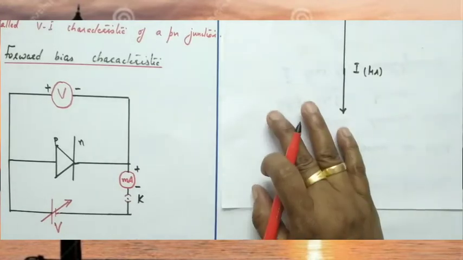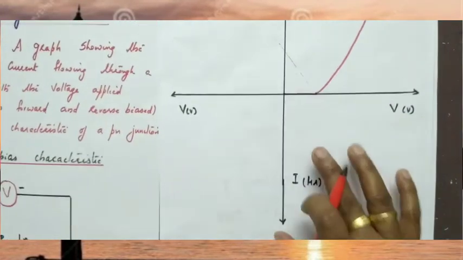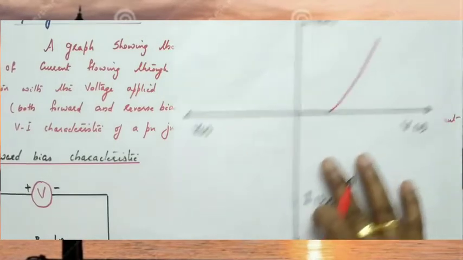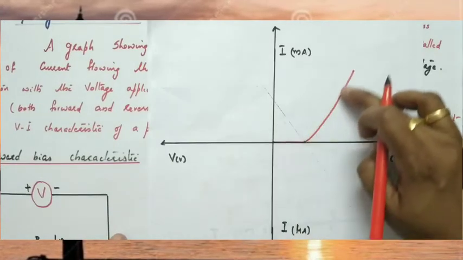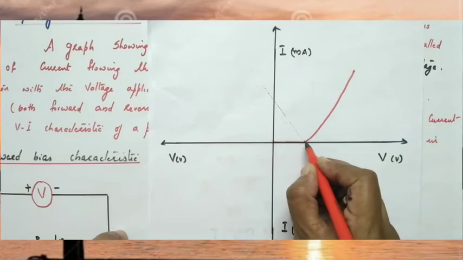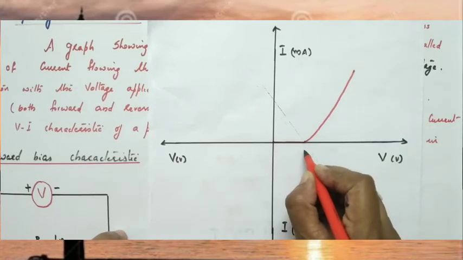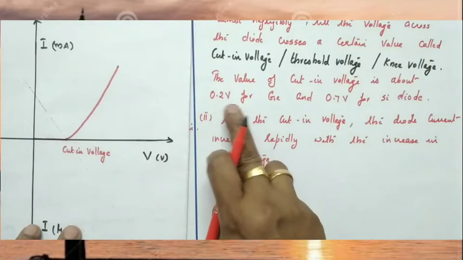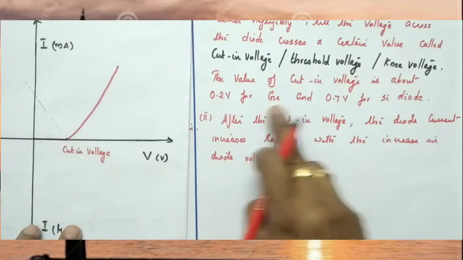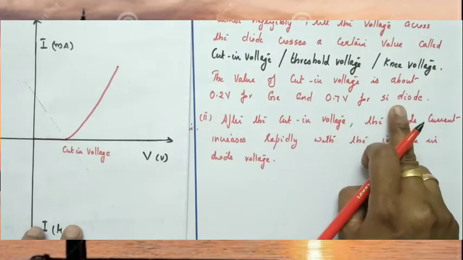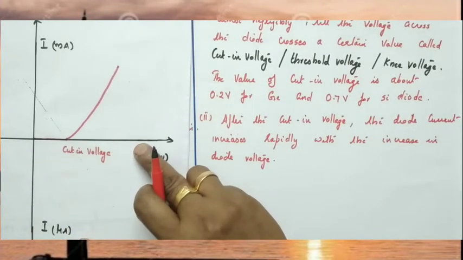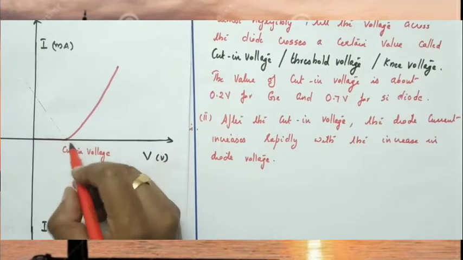Up to the barrier potential there is no conduction, hence the milliammeter reading is 0, and after that, as voltage increases, what happens to current? Current increases sharply. So what is this voltage called? This voltage is called the cut-in voltage, and its value is 0.2 volt for germanium and 0.7 volt for silicon. Okay children, so this is the forward bias characteristics of a PN junction diode.